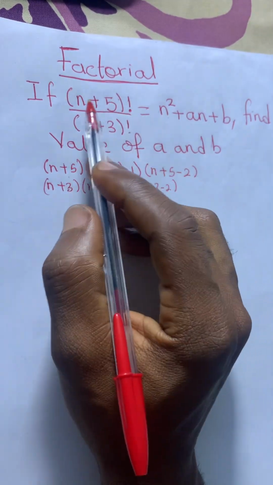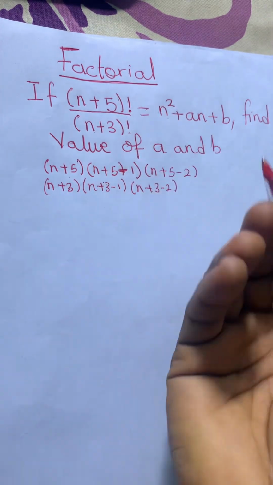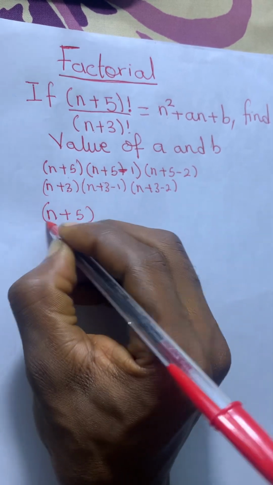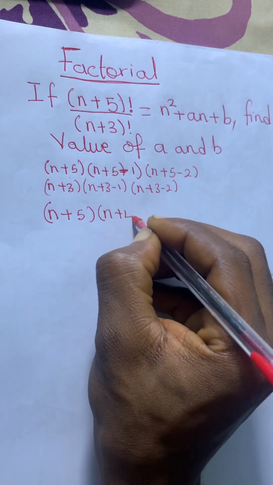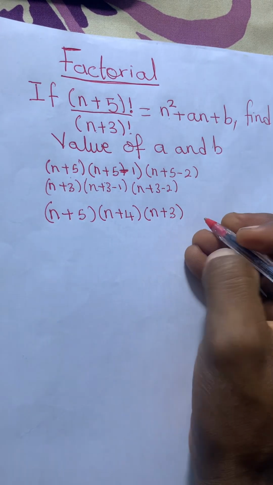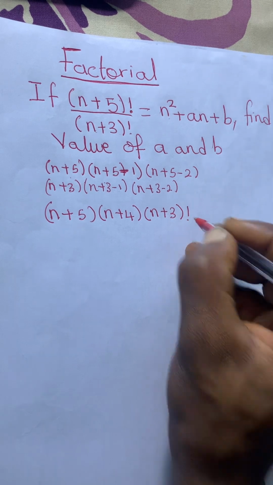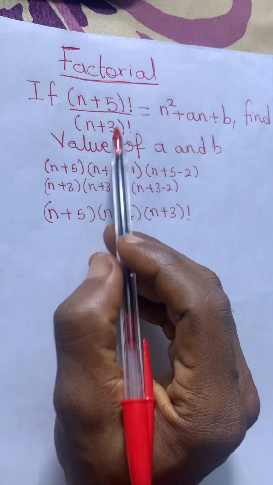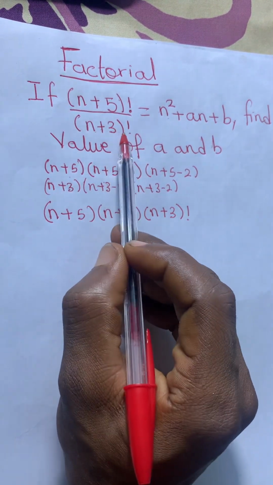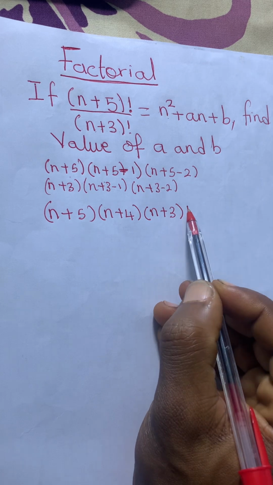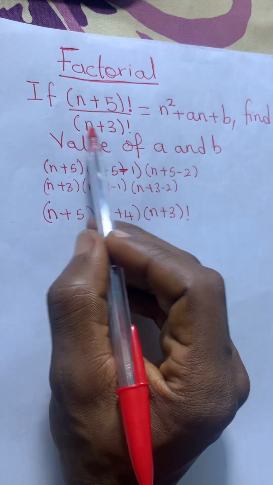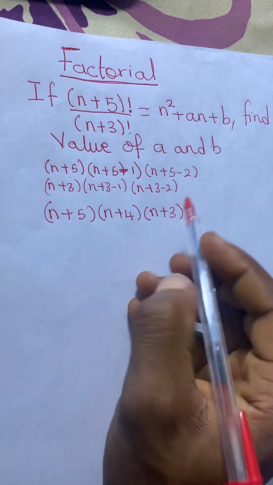So let's continue. So our (n+5)! can be written as n plus 5, n plus 4, n plus 3. Now, we can pause over here. The reason being that we want to clear the denominator, and the denominator is (n+3)!. So we can end here. Now we brought the factorial sign because this means that we can still continue. But for the purposes of reducing this, we are ending here.